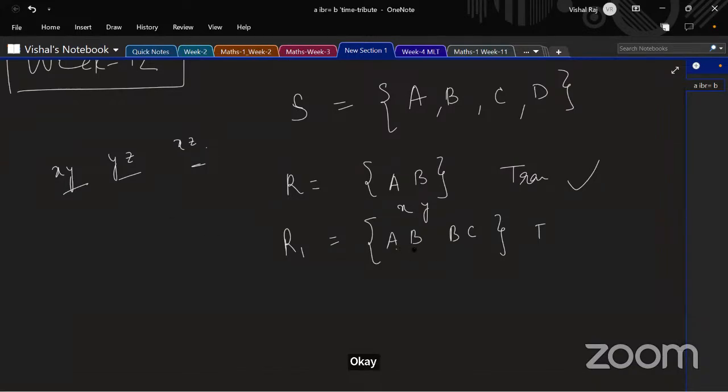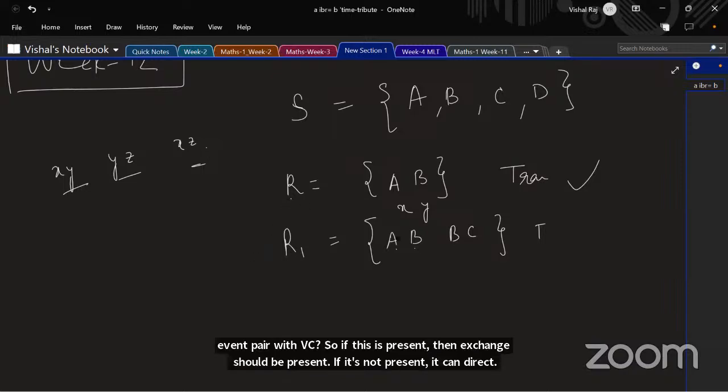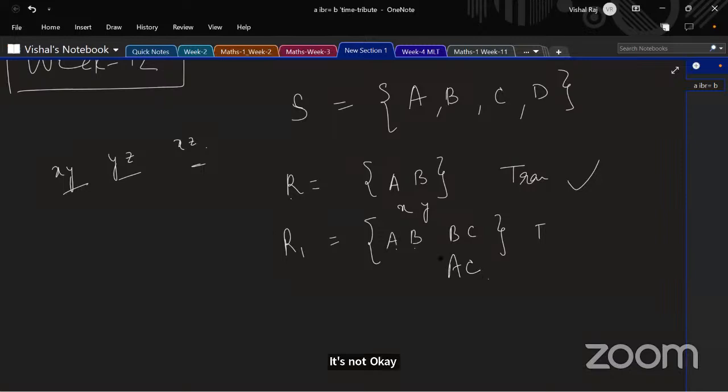You have to search for, is there any element that starts with B? Yeah, there is one element, right? And what is the other element paired with B? C. So if this is present, then XZ should be present. If it's not present, you can directly say it's not a transitive relation. AC should be present. But in the earlier case, because there was no other element that starts with B, you don't have to check anything else. Is this clear to everyone, the transitive?